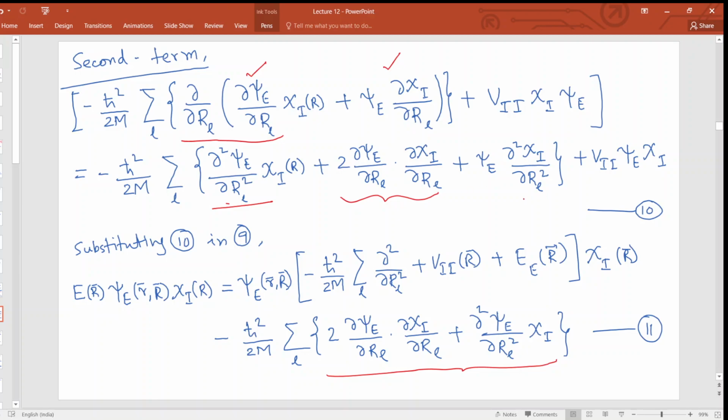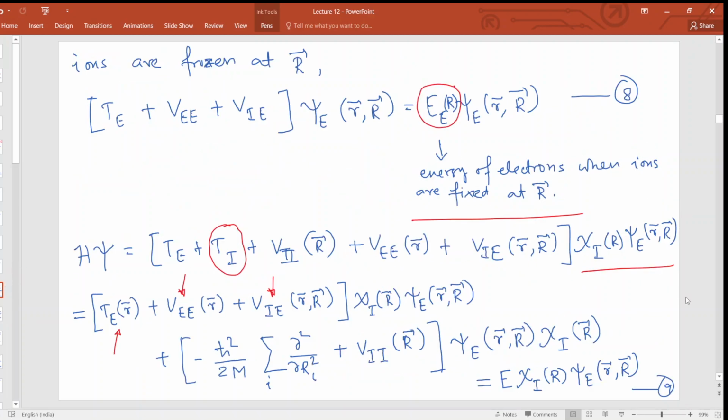Okay, then we have the second derivative of this equation. Okay, and then VII, Psi, and Chi. So please do this exercise at your home. So I'll share the PPT because it's kind of a little bit tedious to read this thing. Okay. So now what you're doing is that you are substituting this particular equation, equation number 10, into equation number 9, that is here. Okay.